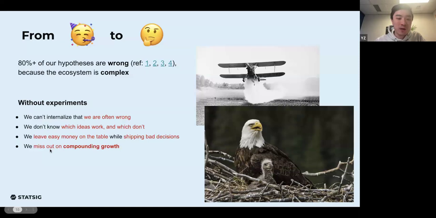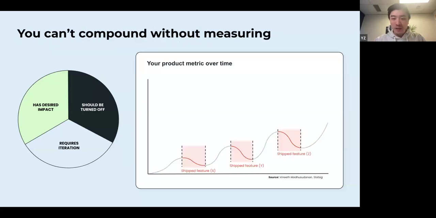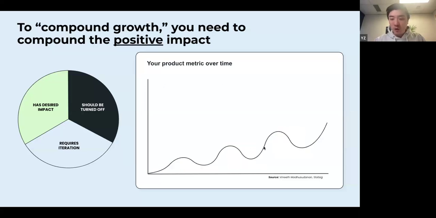And we miss out on compounding growth. So what do I mean by compounding growth? All startups want compounding growth. Startup is growth. But in order to have compounding growth, you need to compound positive impact. Remember that 80% of the hypotheses do not go as planned. So in reality, your product metrics look like this.